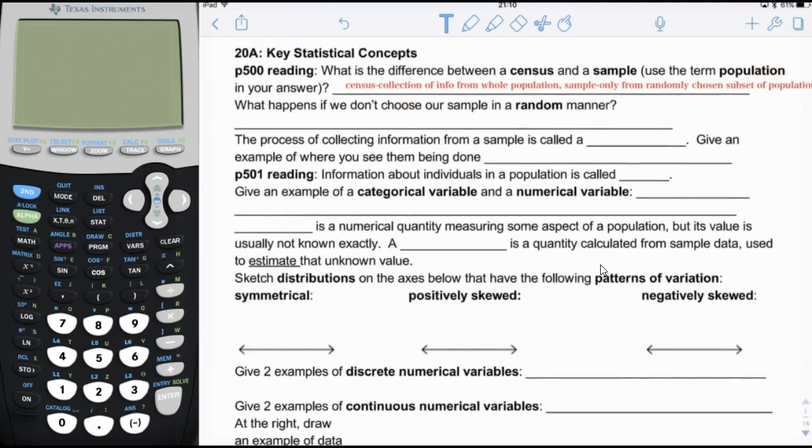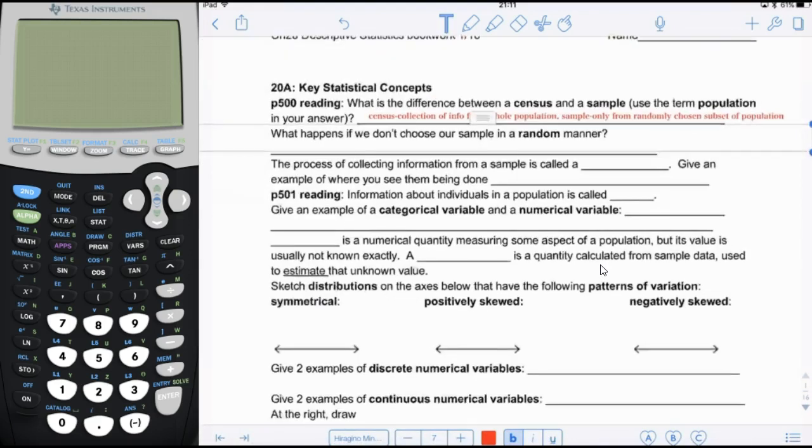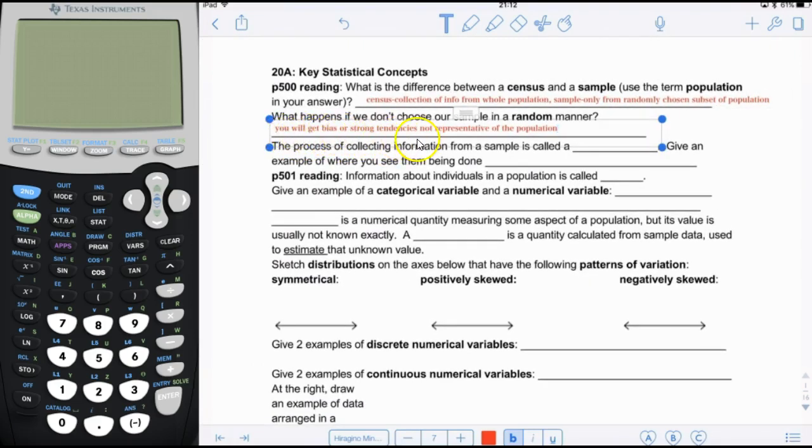Okay, so what happens if we don't choose our sample in a random manner? For example, if you want data about EAC school and you only talk to your friends to figure out information about the whole school, that's not really random, right? You ended up polling only your friends. So there are certain things that are common about you, so it's not really a good cross-section of who's in the school. So what's going to happen is you're going to get answers that are biased. Okay, so I wrote, you will get bias or strong tendencies not representative of the population.